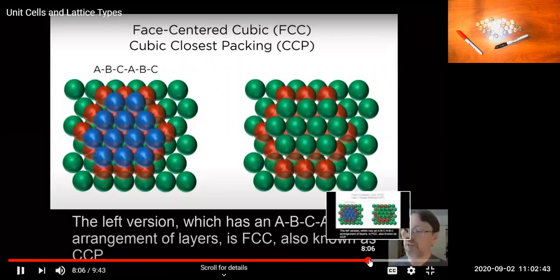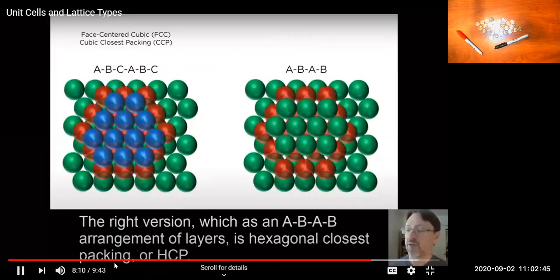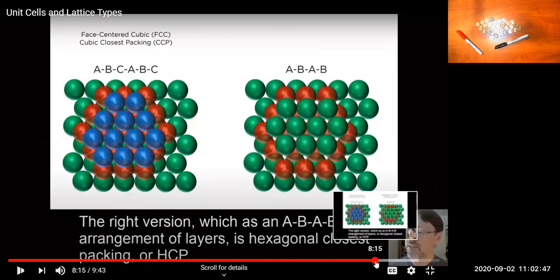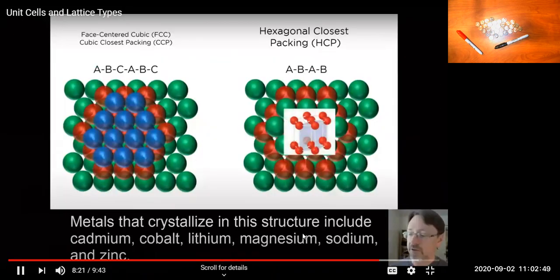The right-hand side is hexagonal close packing, because when you break down what the unit cell looks like, it looks like this portion of a hexagon right here. I'm not going to have you do any calculations on the hexagonal closest packing. I'm not going to have you needing to determine edge lengths from it.